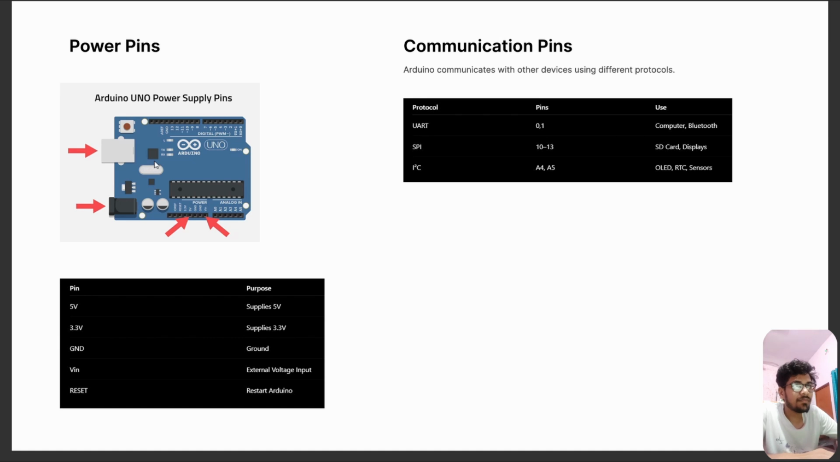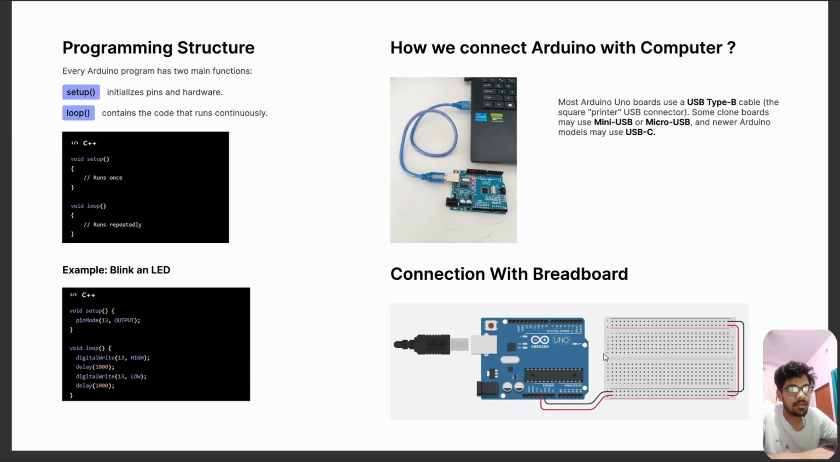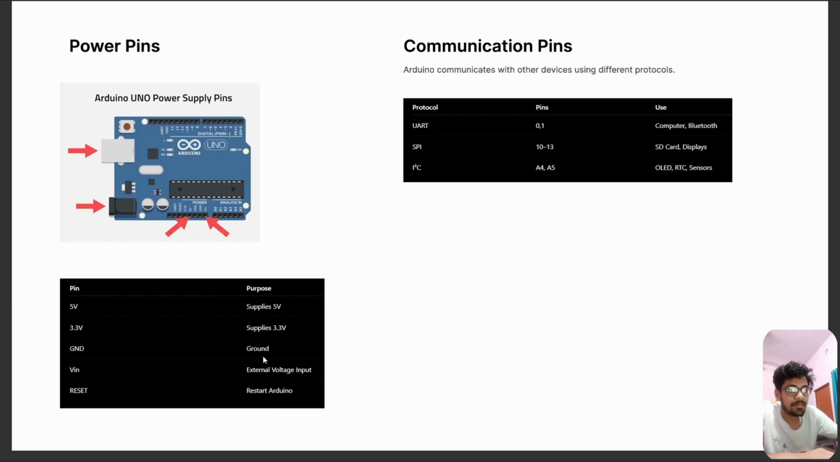Now we come to the power pins. What are power pins? If I look at this, these are the power pins: 3.3 volt, 5 volt, ground, Vin. We connect wires to these and to the board and supply power to the external equipment. So these supply 5 volt, 3.3 volt, ground, external voltage input, and reset Arduino. We have a reset pin for Arduino also.